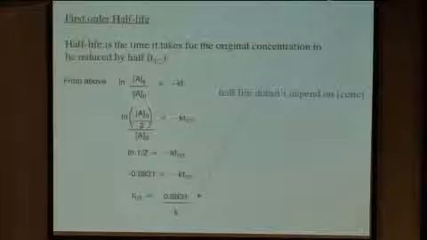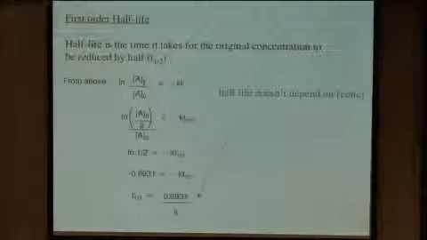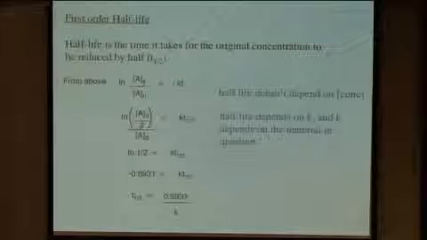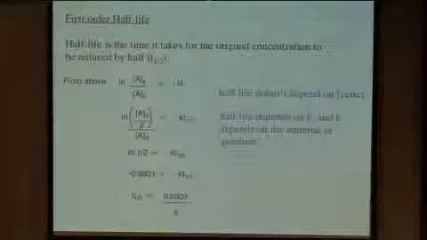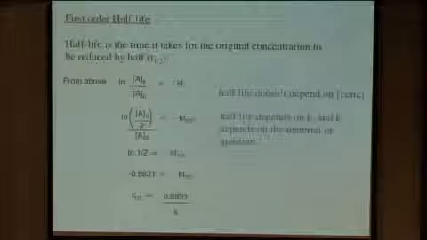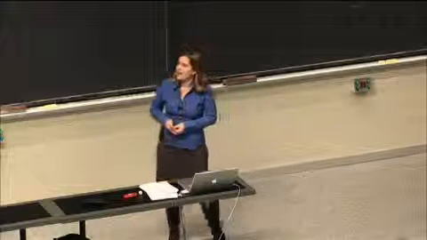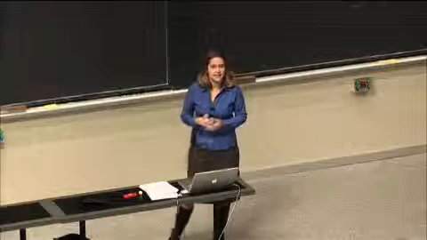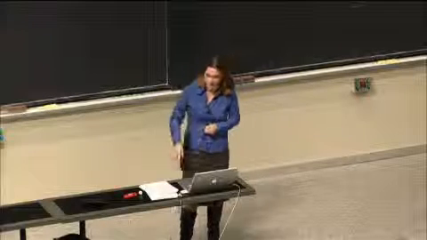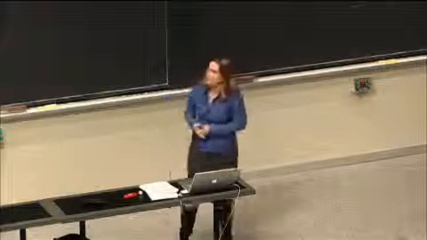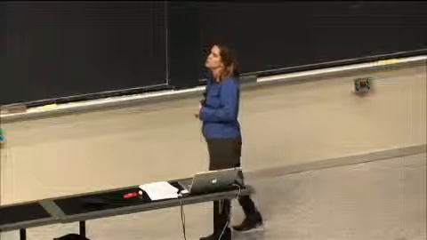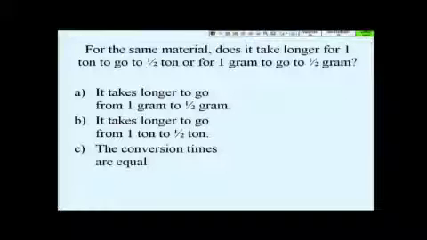And notice that half-life does not depend on concentration here. That term dropped out. So half-life depends on our rate constant k, and k depends on the material in question. So for radioactive material, some radioactive materials have short half-lives, so their ks are very different from each other, and so that can be very important, especially when you're thinking about storing radioactive waste. So using that value, tell me, for the same material then, does it take longer to go from 1 ton to a half ton, or from 1 gram to a half gram?